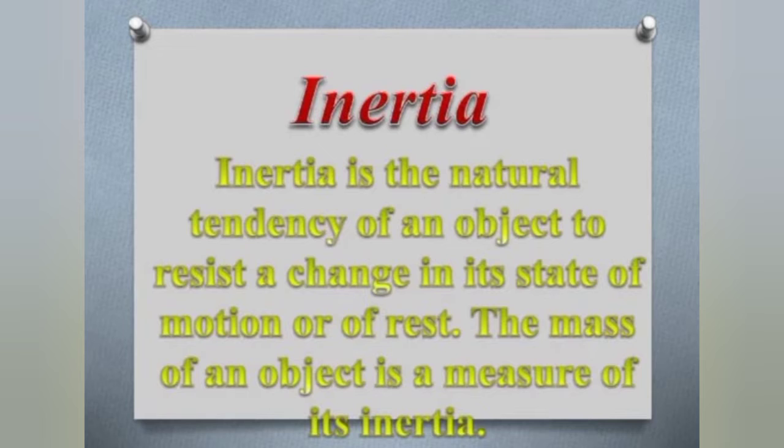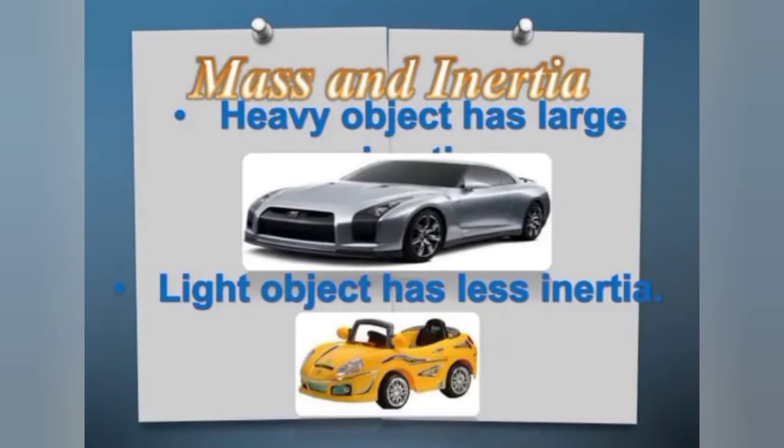So students, we can say that inertia of an object is measured by its mass, and you know that inertia is directly proportional to the mass. What is the relation between mass and inertia? Inertia is directly proportional to the mass. It means that inertia increases with increase in mass and decreases with decrease in mass.